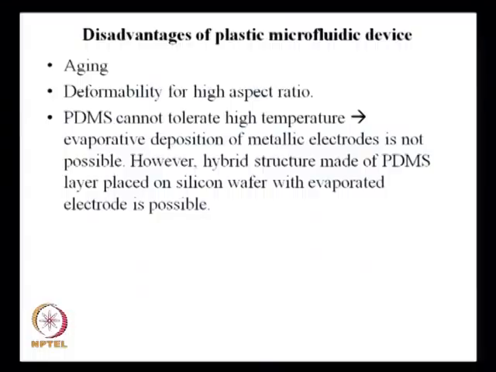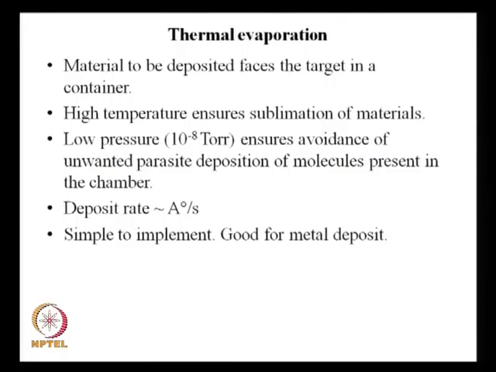So, if you want to have evaporative deposition of metallic electrodes, we have discussed this thermal evaporation. You remember what we had in the last class? We have discussed the deposition. We have talked about thermal evaporation in a previous class, where the material to be deposited faces the target in a container. This comes under physical vapor deposition. We discussed two types of deposition, physical vapor deposition and chemical vapor deposition. And under physical vapor deposition, we said we can have thermal evaporation or we can have sputtering.